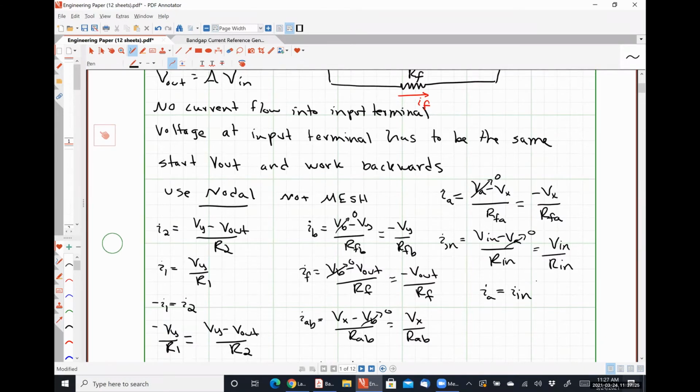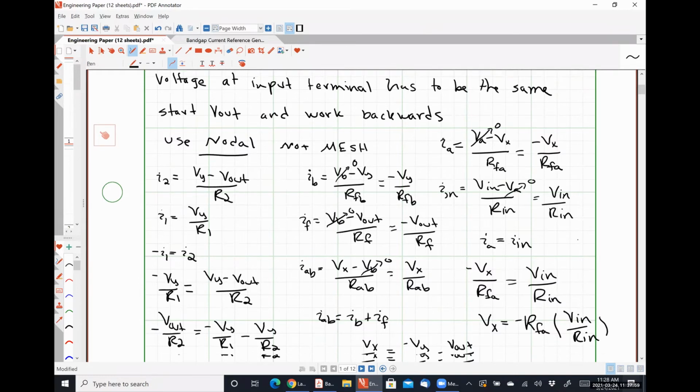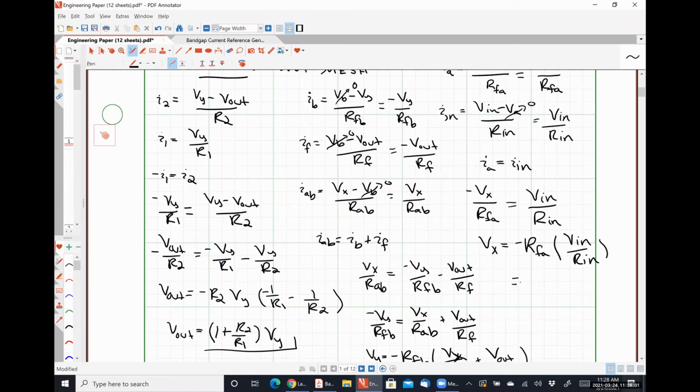And so we have equations again for IA and IN, and so we just plug them in. Negative VX over RFA equals VN over RN. And we're looking for an equation for Vx, and so we can just multiply by negative RFA. So Vx equals negative RFA times Vn over Rn, which you might recognize as the inverting gain formula because we had an inverting op amp. So again, checks out.